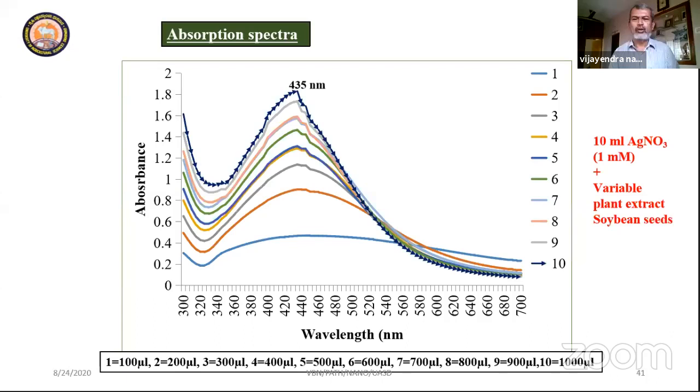In one of the experiments, 10 ml of AgNO3 was taken in all the test tubes, and we added different levels of plant extract from 100 microliter to 1000 microliter. We found 1000 microliter, that is 10 ml plus 1 ml, very effective rather than the rest, because we got the best peak at 435 nanometer for the silver nanoparticles.